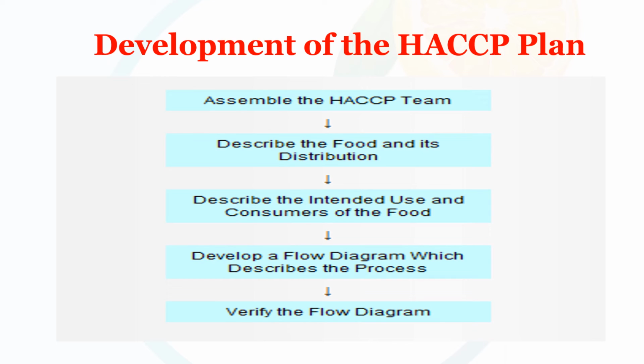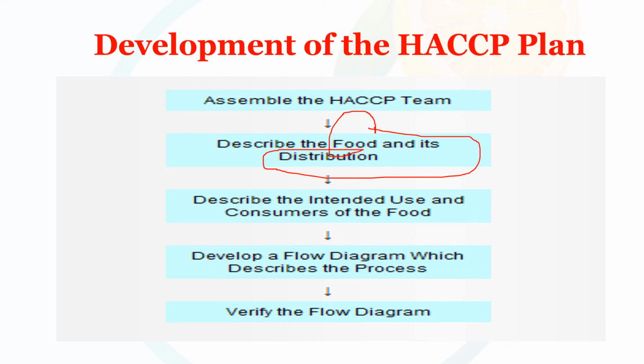Here is how the HACCP plan is developed. The process chart. The HACCP team. We have to assemble the HACCP team, and it may comprise technicians, researchers, and auditors. Then we have to tell about the food and distribution, which class of food, which class of consumers, whether it is children, adults, youngsters, or old age people.